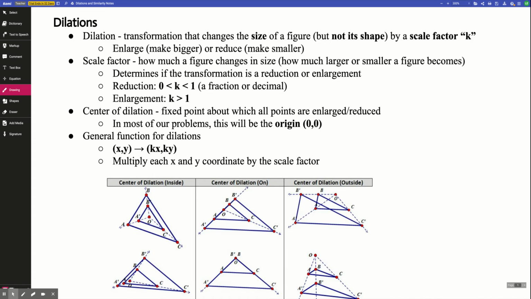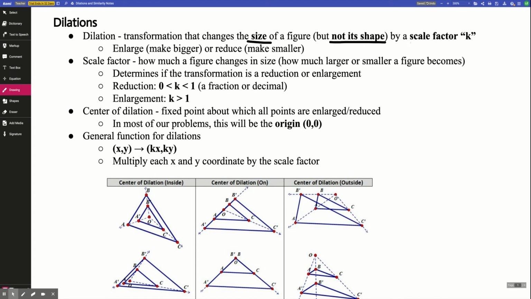Okay, so a dilation is the only type of transformation that we have not talked about yet, right? Because it is not a rigid motion. If you recall, a rigid motion is a transformation that will not change the size or the shape of the figure. A dilation is a transformation that changes the size of the figure, but not its shape. So we're changing size, but not shape.